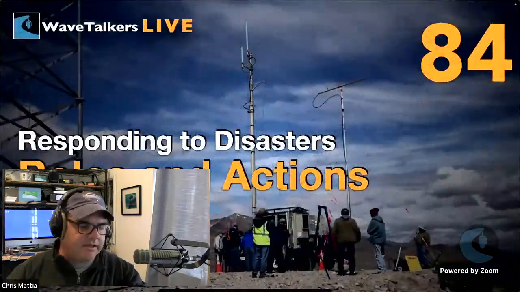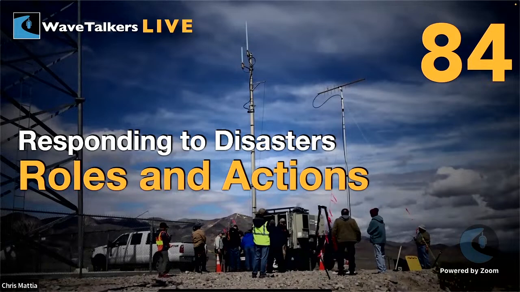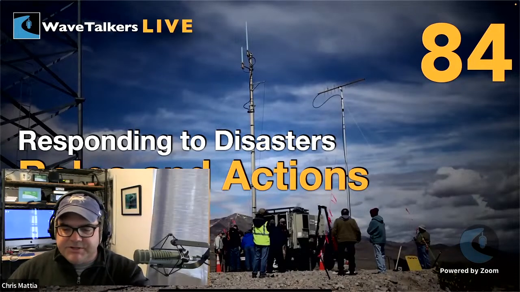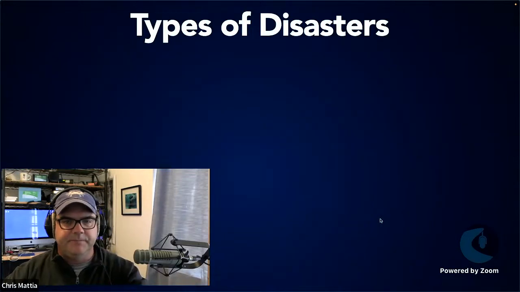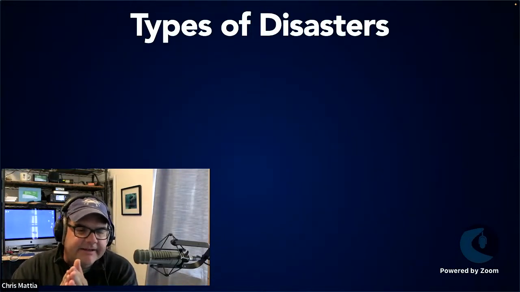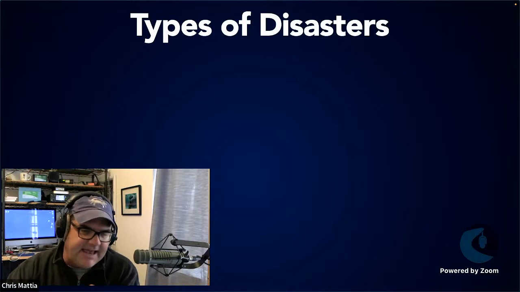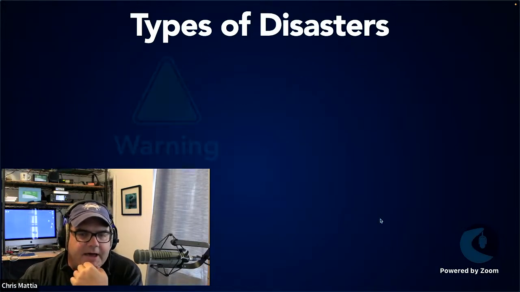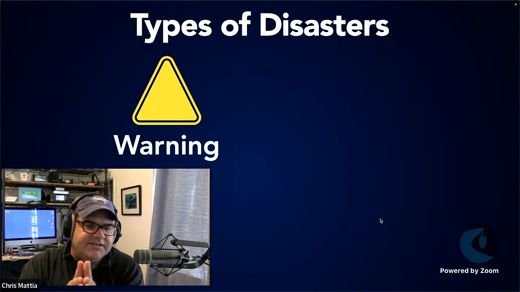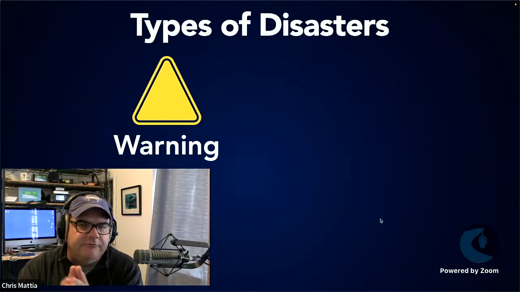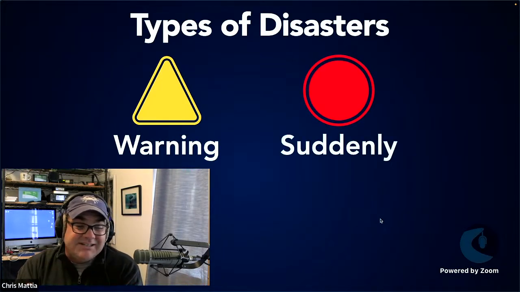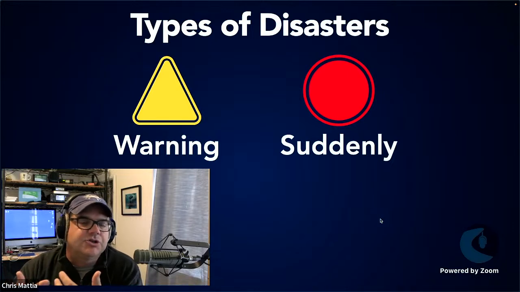So today we are talking about responding to disasters, the various different roles and actions that we may need to take as emergency communicators and as hams. So there are basically two types of disasters that we're talking about here. The first is those disasters where there is some level of warning prior to the disaster taking place, and those disasters that happen suddenly. There's essentially little to no warning at all.